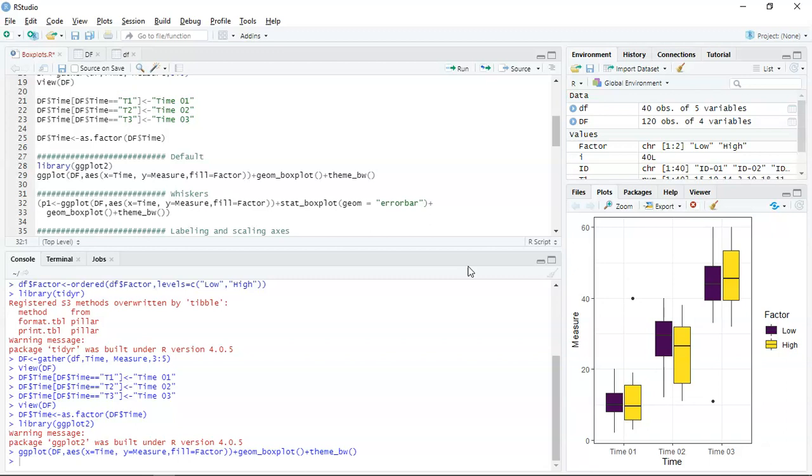The first one was to look at putting in the whiskers, and all I'm adding in here is basically using the same script that I have up here in line 29, but I'm just adding in stat_boxplot geom equals error bar. Okay, and this will essentially put in those error bars, which for us in this case is actually going to be the whiskers.